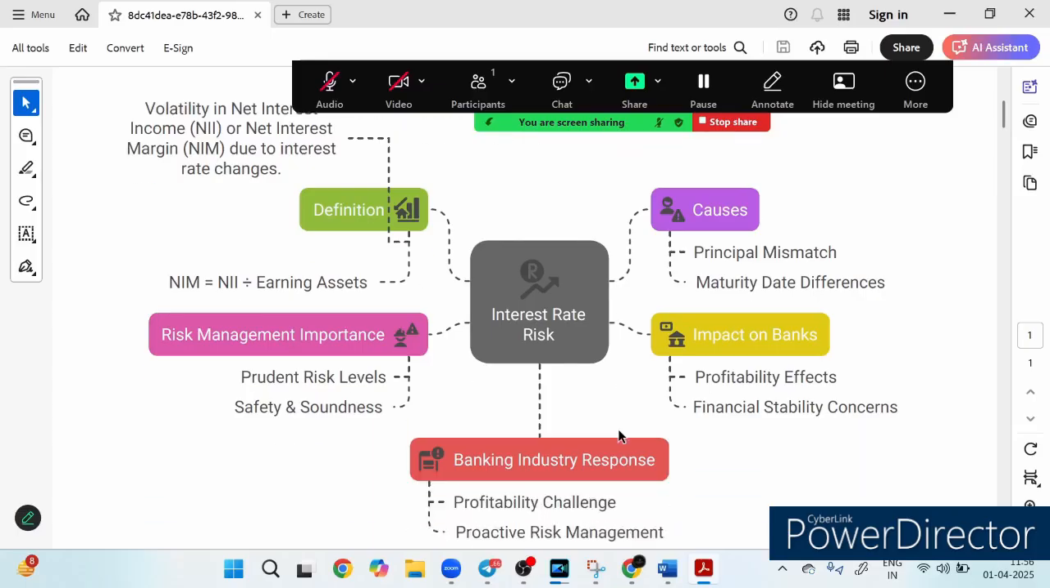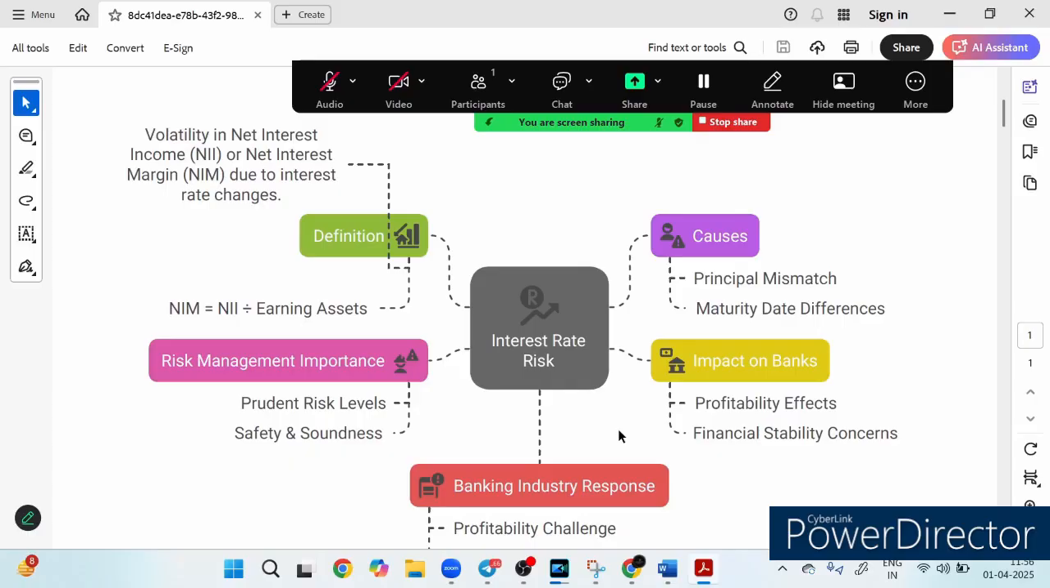So friends, what is interest rate risk? First of all, let's talk about it. Imagine a bank earning money from a loan, but suddenly what happened? Interest rate change. This fluctuation affects net interest income and net interest margin, creating risk for the bank.